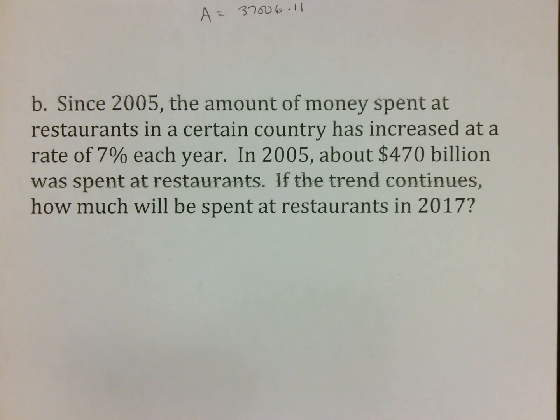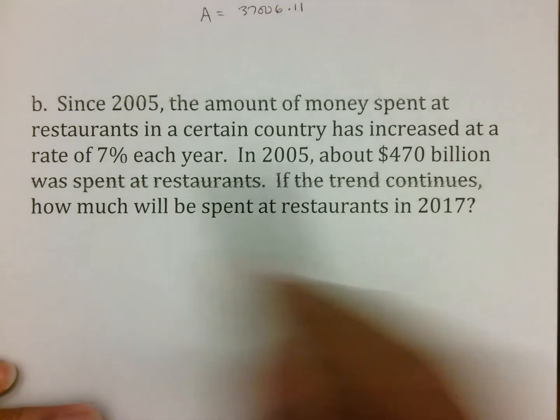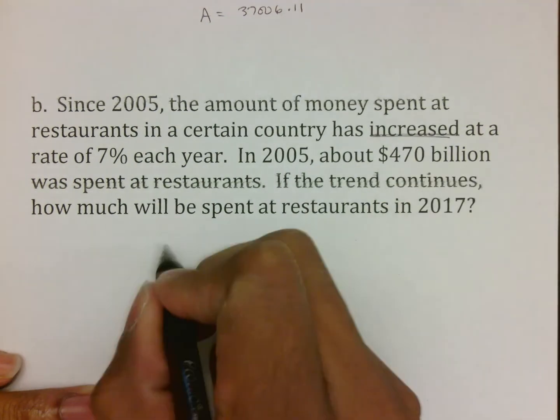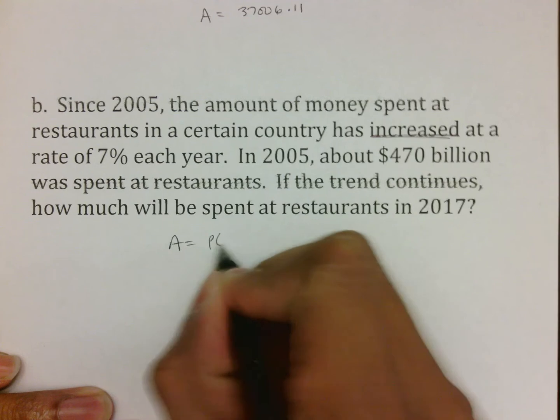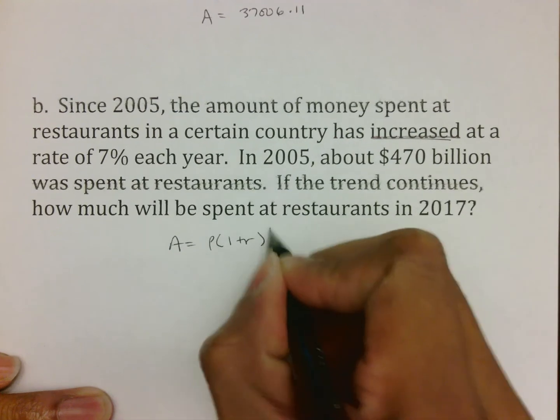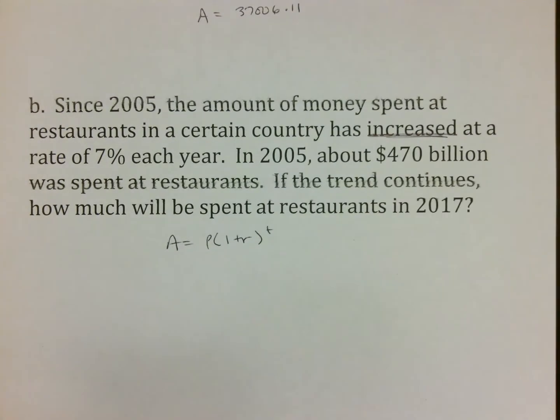Since 2005, the amount of money spent at restaurants in a certain country has increased at a rate of 7% each year. In 2005, about $470 billion was spent at restaurants. If the trend continues, how much will be spent in restaurants in 2017? Once again, it says it is increasing at a rate, so you put A equals P parentheses 1 plus R to the power T because it's increasing.